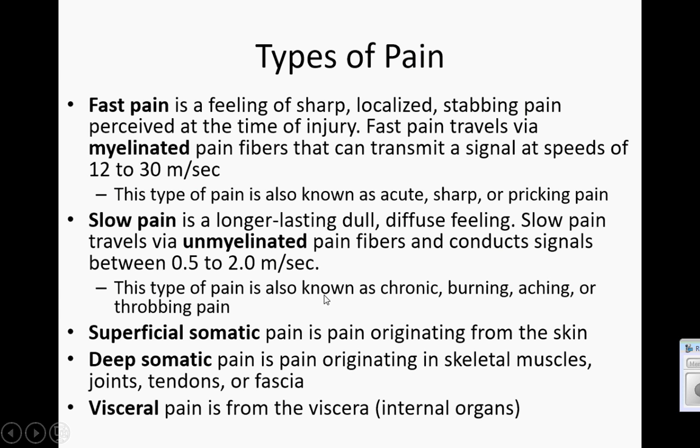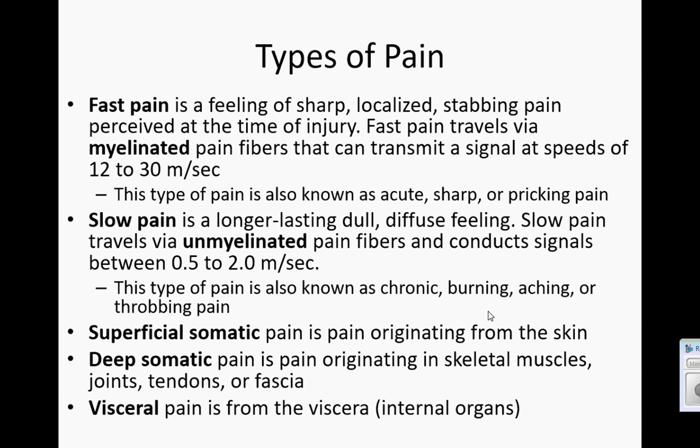We call this pain chronic pain, like an aching back, burning, aching or throbbing, which you might feel after a long day of being on your feet. Your dogs are barking, as people like to say.